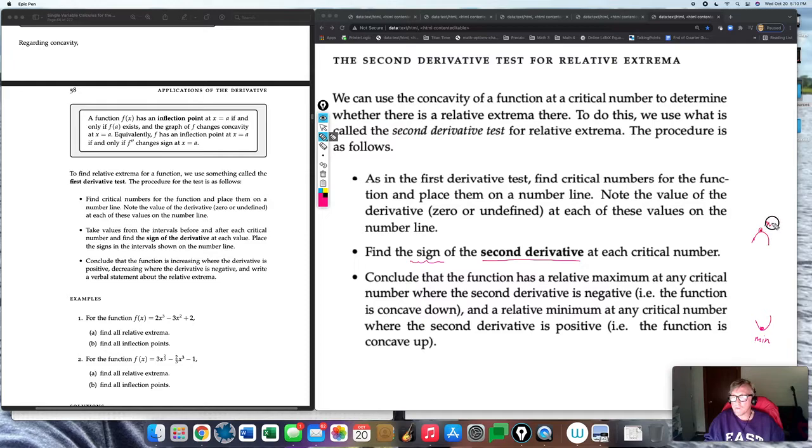Okay, so there's a couple of pictures that go along with the second derivative test. And in most cases, the second derivative test is optional. You do not have to use it, but it can be a way of working smarter, not harder.